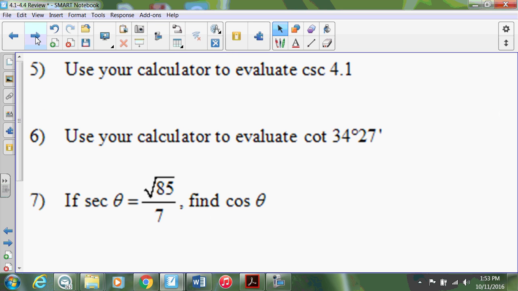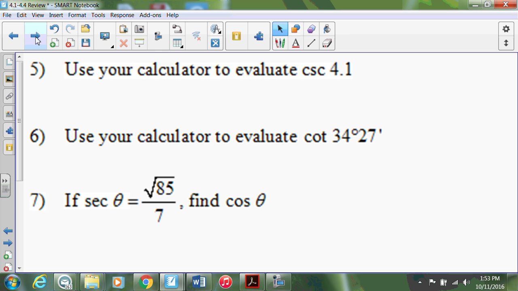Okay, use your calculator to evaluate cosecant of 4.1. The first thing we're going to do is realize 4.1 is a radian. There's no degree there. So the first thing you want to do is look at your calculator, put it into radian mode, hit enter, clear.